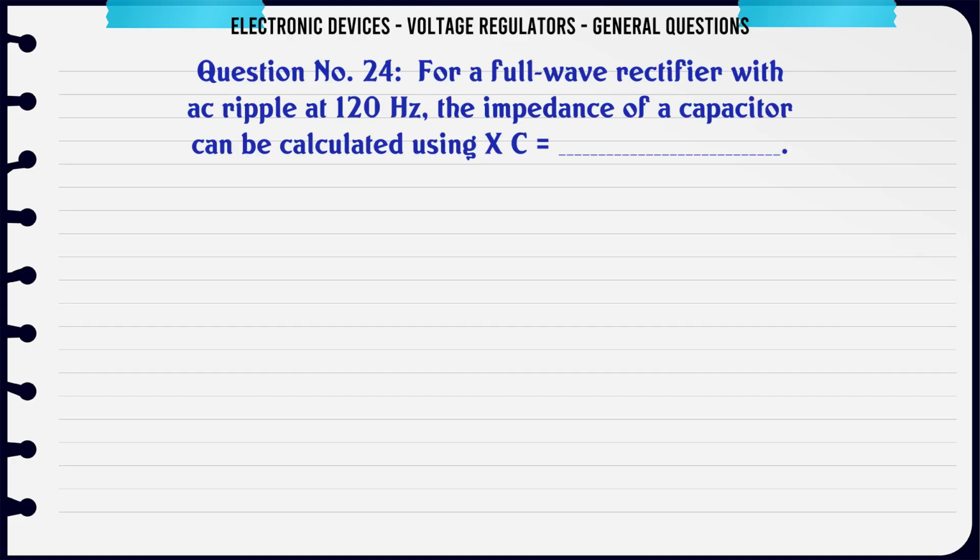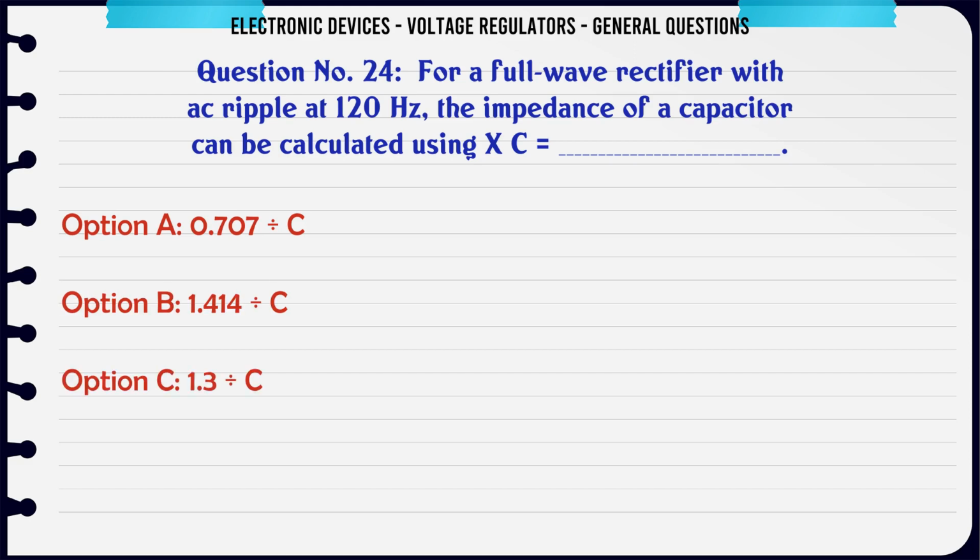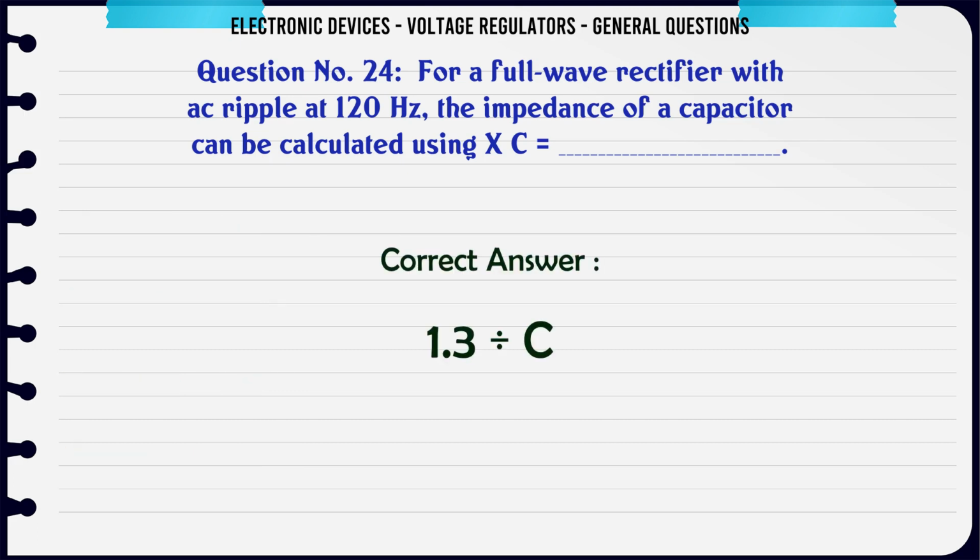For a full wave rectifier with AC ripple at 120 Hz, the impedance of a capacitor can be calculated using XC. A. 0.707 C, B. 1.414 C, C. 1.3 C, D. 0.785 C. The correct answer is 1.3 C.